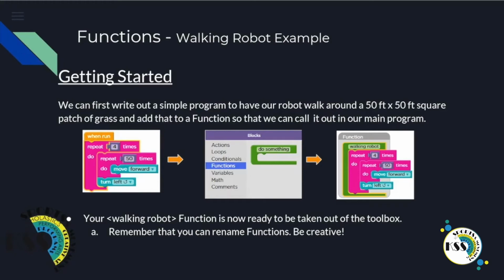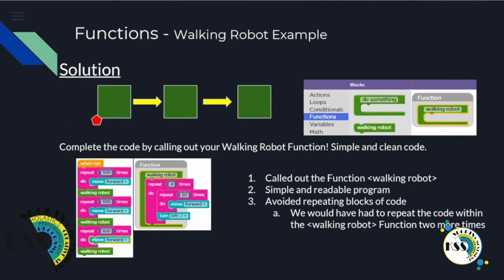Now, as you can see on the screen, we need to write a simple program to have our robot walk around 50 feet by 50 feet square patches of grass. And then we're going to add a function that we can call out in our main program. Now, what is our function going to do? It's going to create a walking routine. So your walking robot function is now ready to be taken out of the toolbox.